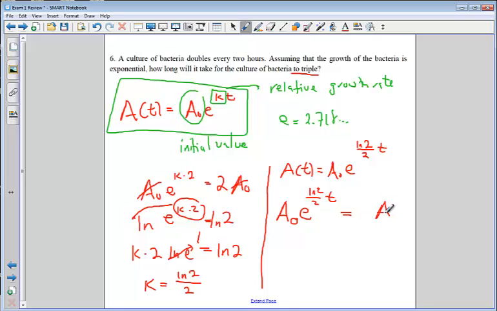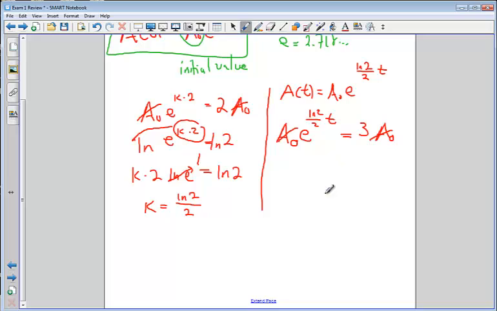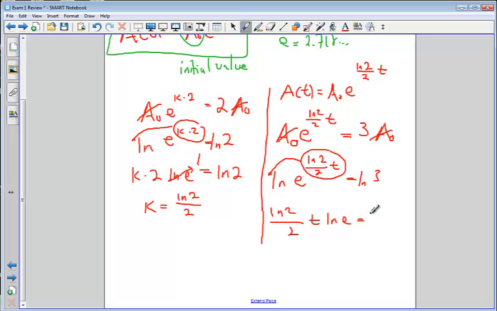And so if t is the time it takes to triple, I don't have just A naught left. I now have 3 times A naught. And again, A naughts cancel, and I'm going to be left then with e to the ln of 2 divided by 2, all times t in the exponent equal to 3. To bring down the exponent, I'll ln both sides. When I ln both sides, this expression right here can come down in front. And I get ln of 2 divided by 2 times t, ln of e equals ln of 3. ln of e again is 1, so it's going to drop off. And I can solve this for t.